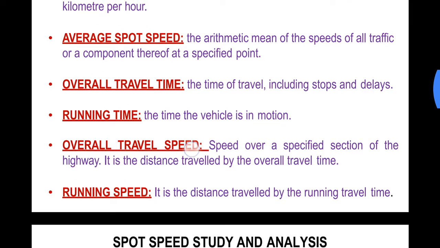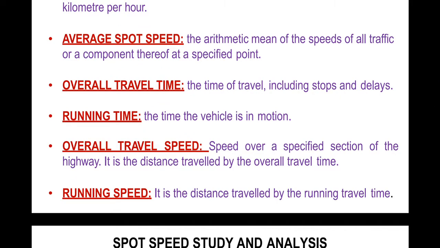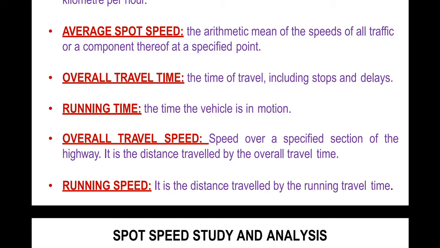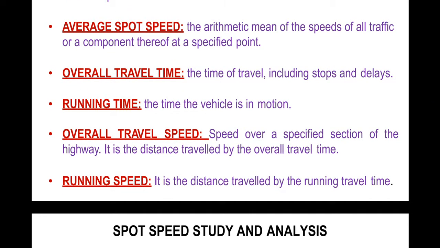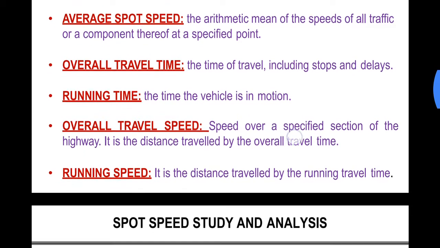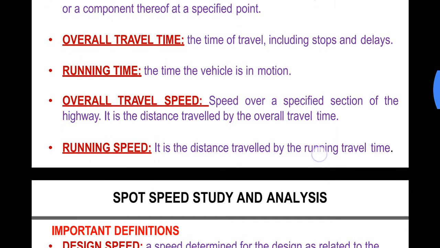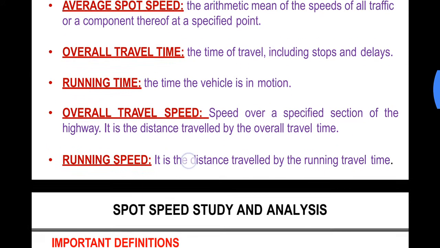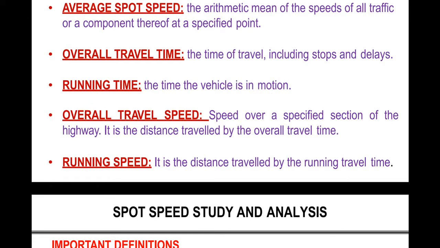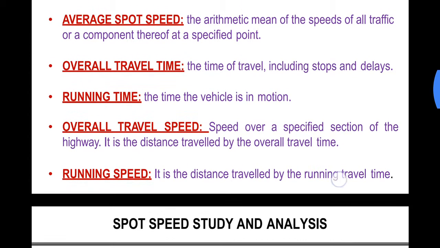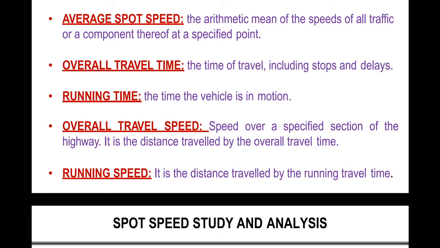Overall travel speed. Speed over a specified section of the highway, and it is the distance traveled by the overall time. Okay, if you use this overall time and find out the speed of the vehicle, then what you will get is overall travel speed. Here the delays are also considered. And running speed, if you find out the speed using the running time, that is neglecting the delays and stops, then the speed that you get is nothing but the running speed. So it is the distance traveled by the running travel time. Okay.